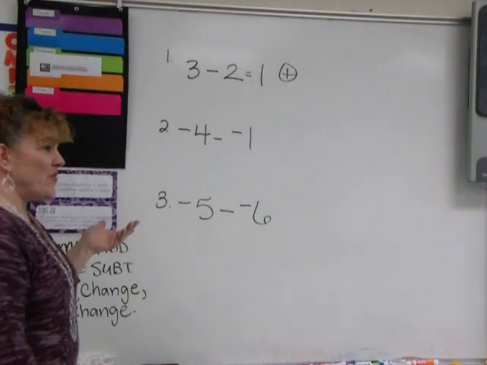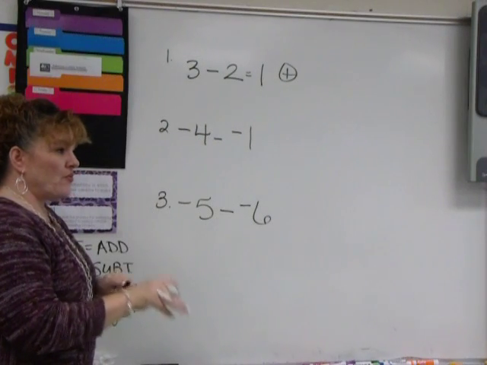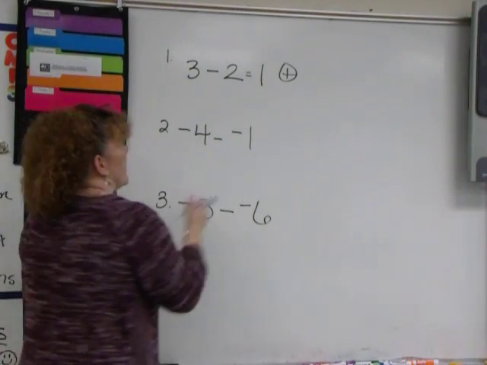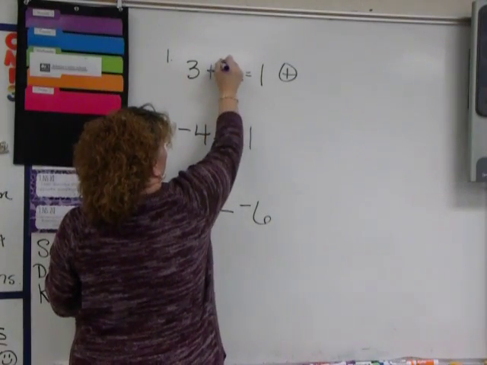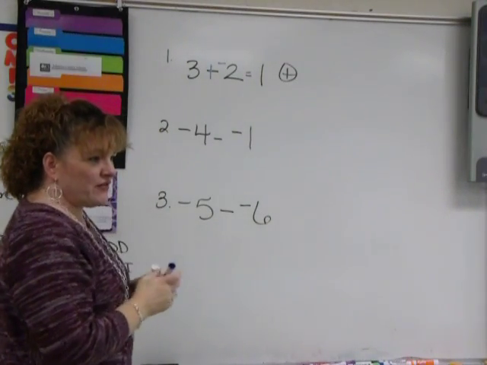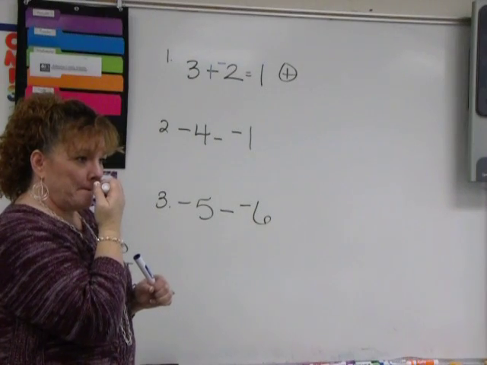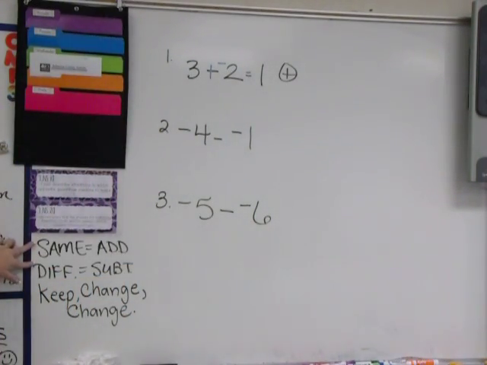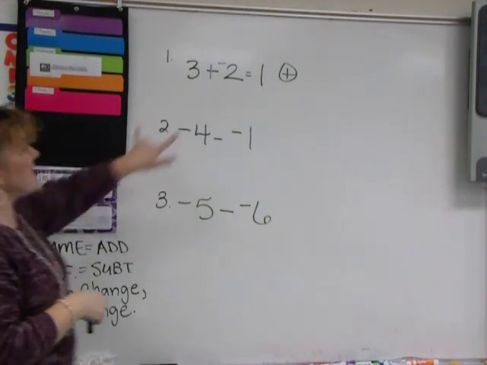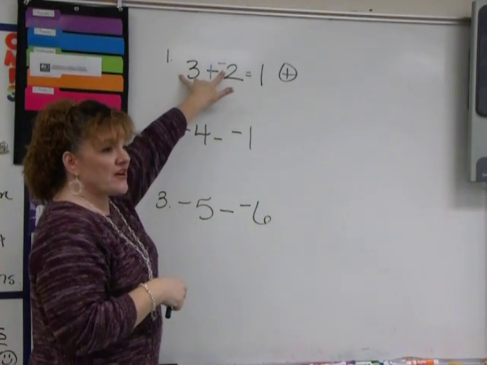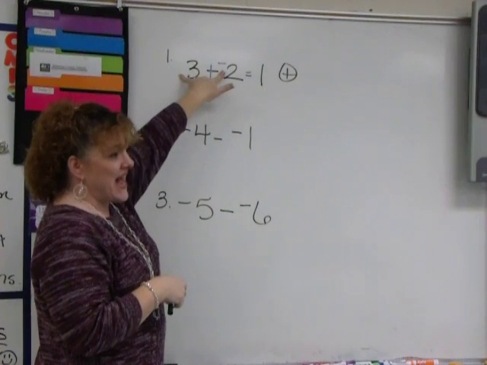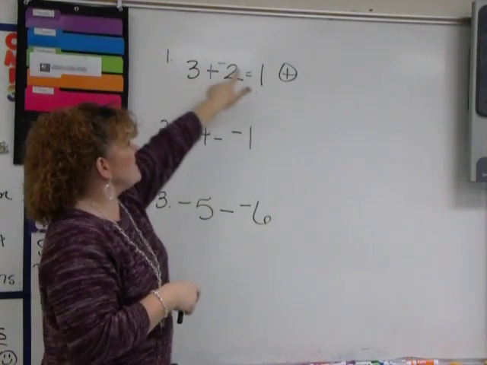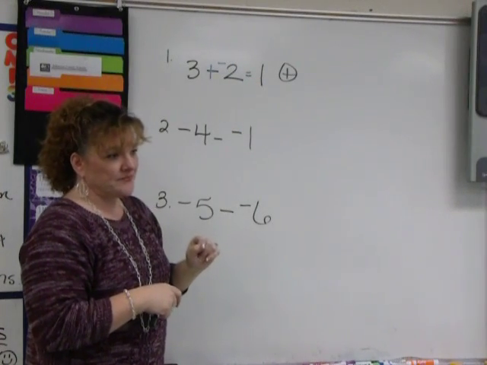Now, had I been doing the actual rule for this problem, it would have been keep, change, change. That's what it should have looked like. And then, that's when you go back and follow these addition rules. Are the signs the same or different? They're different. So you subtract. 3 minus 2 is 1. The higher one is positive, so it's positive 1.